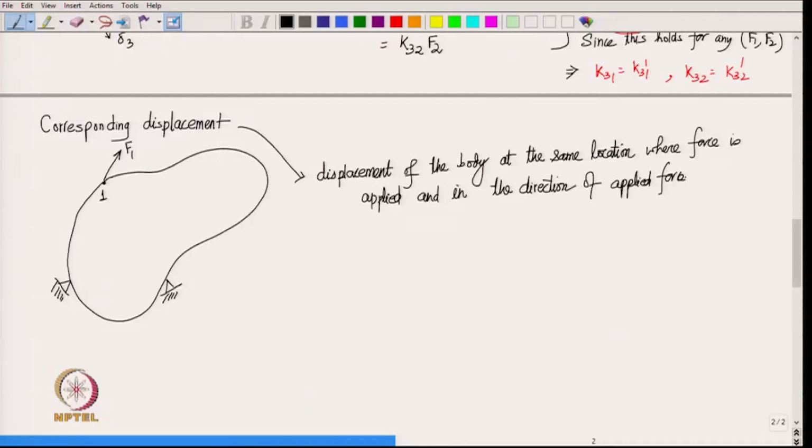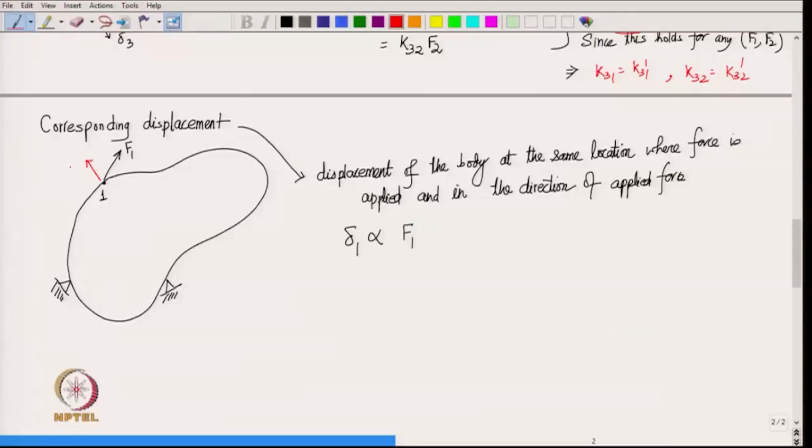So, that is the corresponding displacement, okay. And naturally it will also have some influence coefficient, right. So, delta 1 is then proportional to F1, where delta 1 and F1 are both in the same direction. See, when you apply force F1, the displacement at point 1 need not be along the direction of force 1. The displacement could be in some other direction.